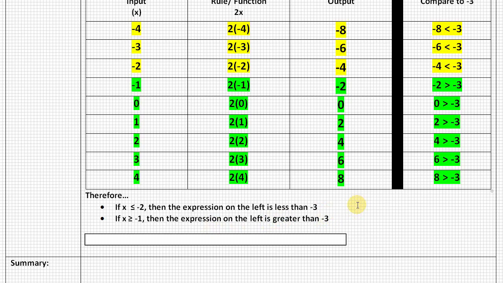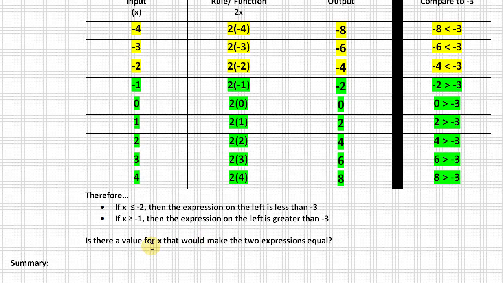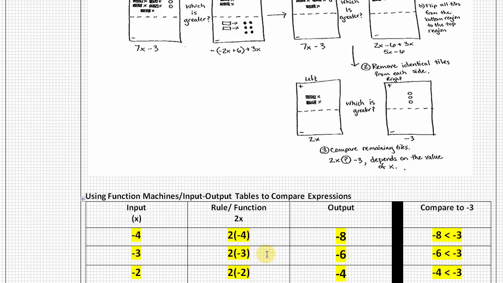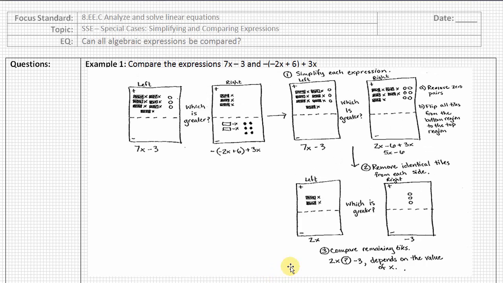So that wraps up our video here, but I'm going to leave you with one more challenge question. Is there a value for x? So we used a table of integers here. Is there a value for x that would make the two expressions equal? And what might that value be? So go ahead and think about that as you make sure that your notes are complete and come ready to discuss that more in class.